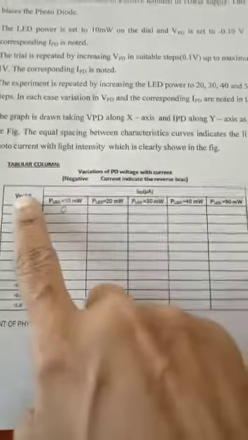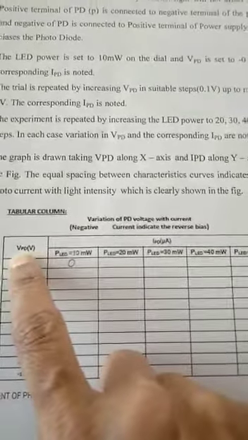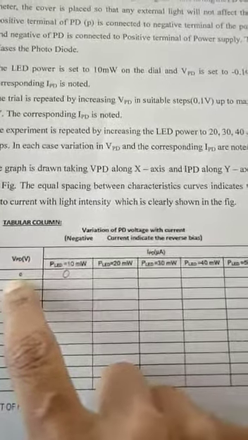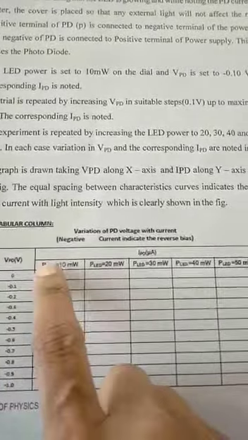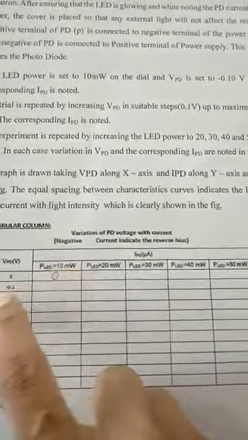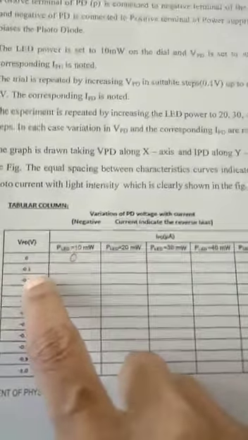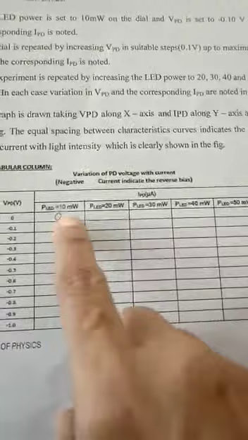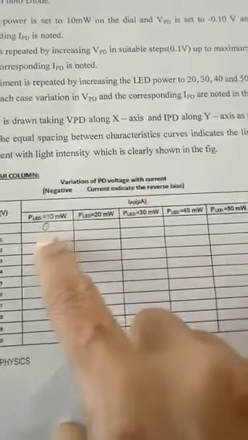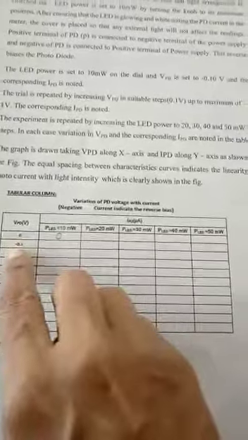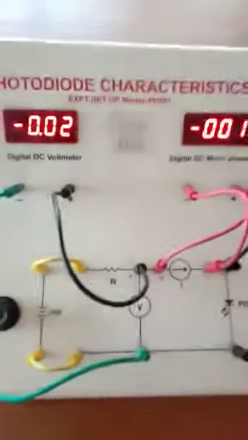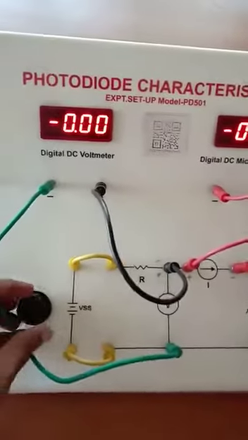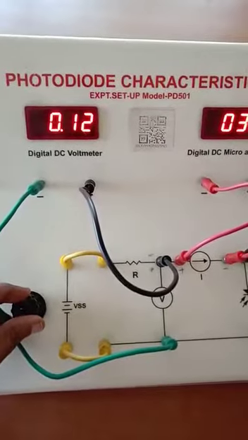For the initial reading, the light given to the photodiode is 0, and we have written it as 0. P_LED we have set to 10 milliwatts. Now increase the voltage in steps of 0.1 and note down the corresponding microammeter reading here. So for 0.1, we will see what the reading is.